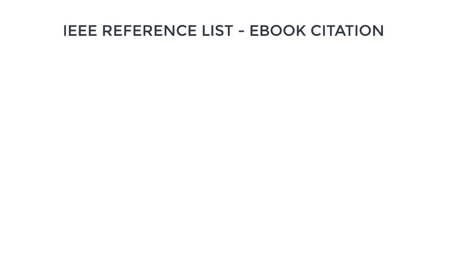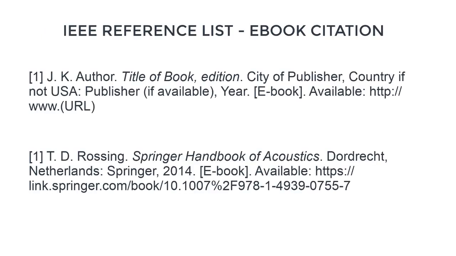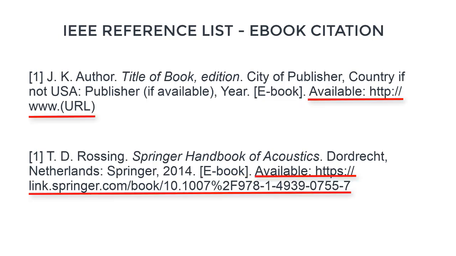The format for IEEE ebook citations is similar to the format for print books. The citation starts out the same way, with the author followed by the title along with the edition, if other than the first, then the location and name of the publisher. Sometimes, however, ebooks might not include this information, so if they do not, it is fine to leave it out. Then we have the year the book was published, and in brackets, we specify that this resource is an ebook. Then we add the online location of the book, which is usually the URL.